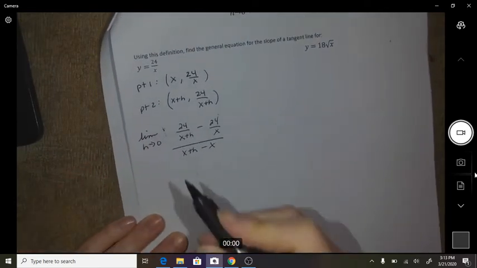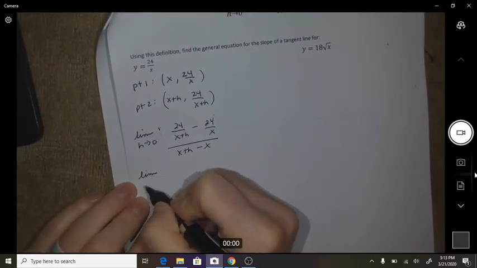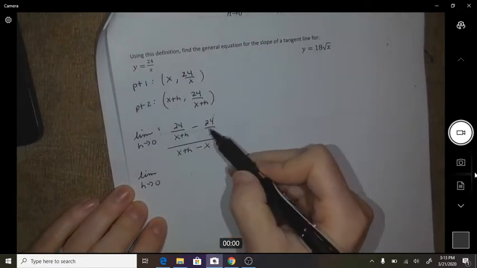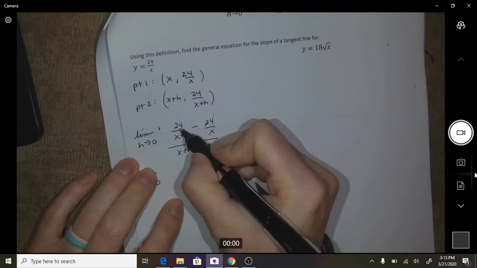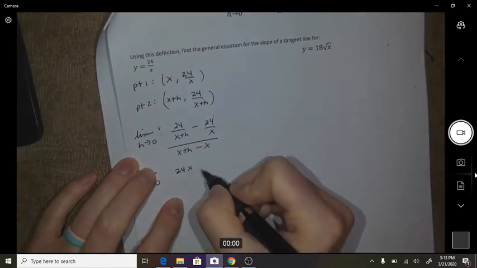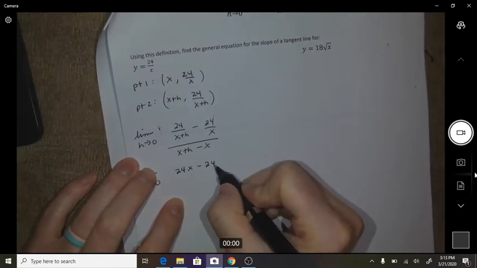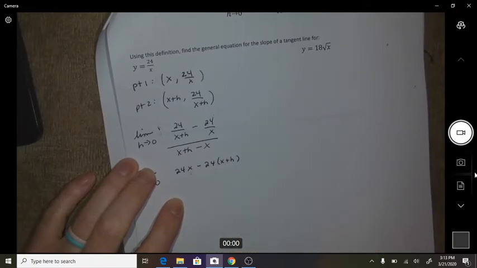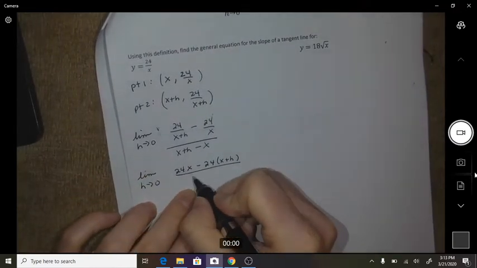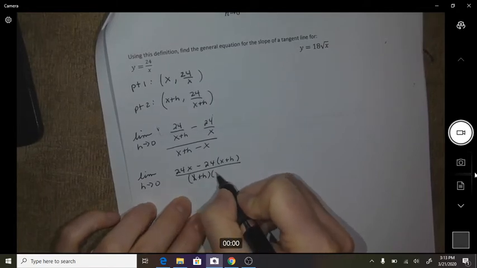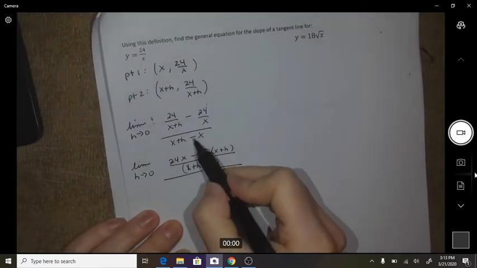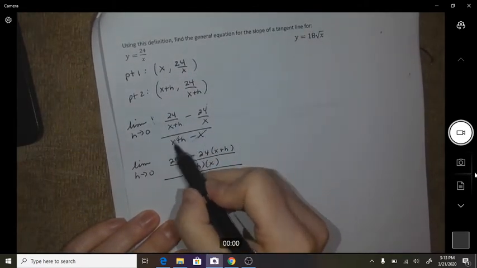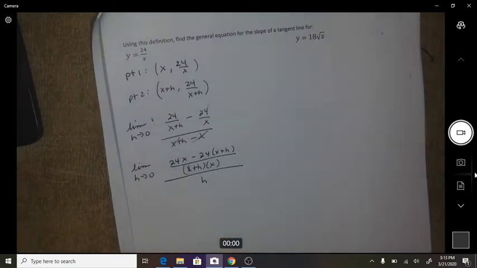Okay, so what's the strategy here? Here I want to get over the same denominator. So I'm going to times this first one by an x, and I'm going to times the second one by an x plus h, all over x plus h times x. Okay, then that is all over, and again, this will always happen. Your x's will cancel over h.